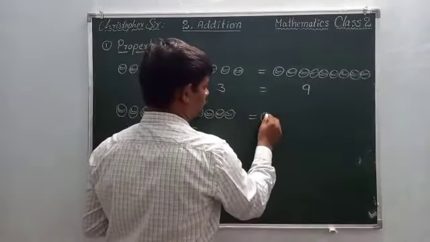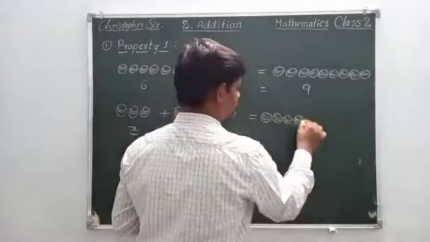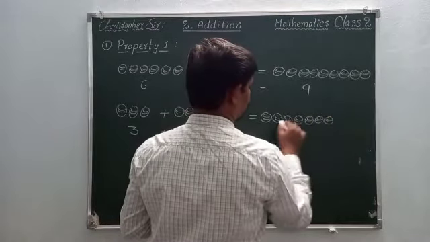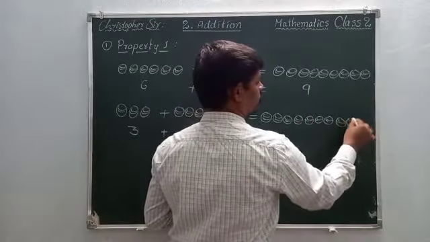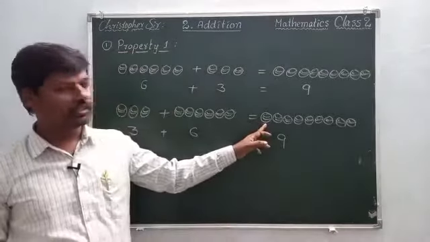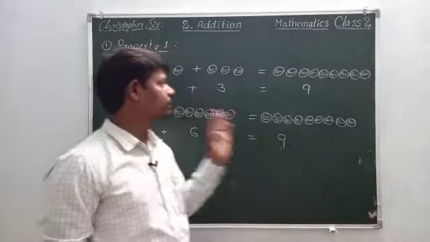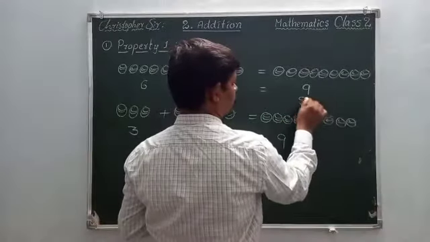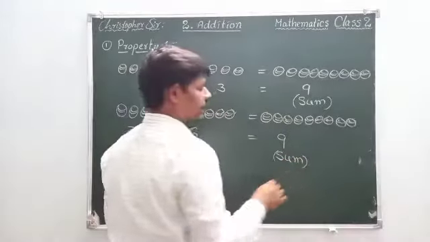Total again we got 9 balls. 1, 2, 3, 4, 5, 6, 7, 8, 9. So total how much? 9. Again count 1, 2, 3, 4, 5, 6, 7, 8, 9. So if you observe here, the sum is 9. This is 9, the sum is 9. Here also the sum is 9.